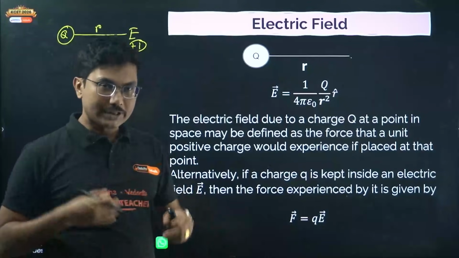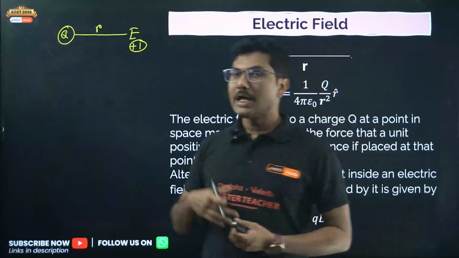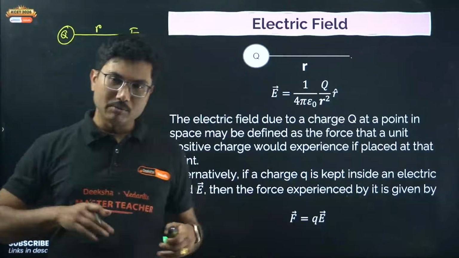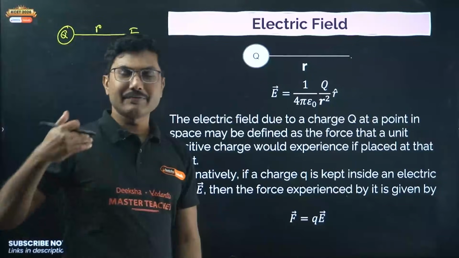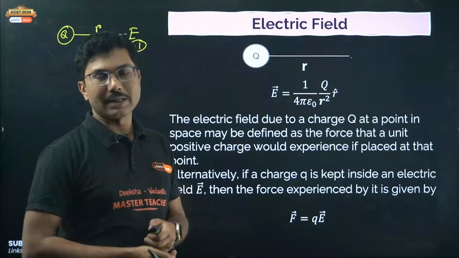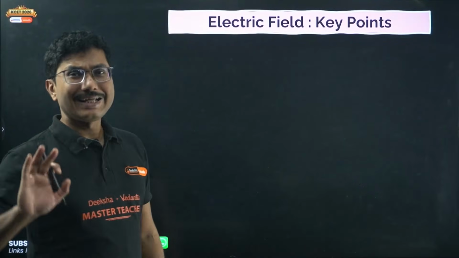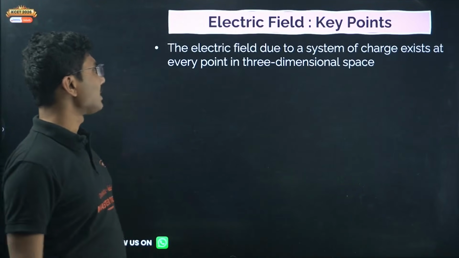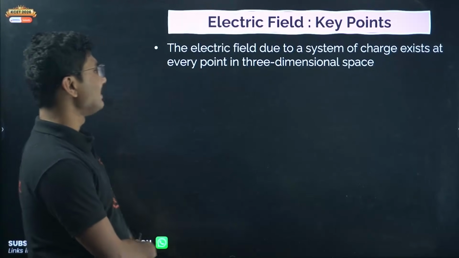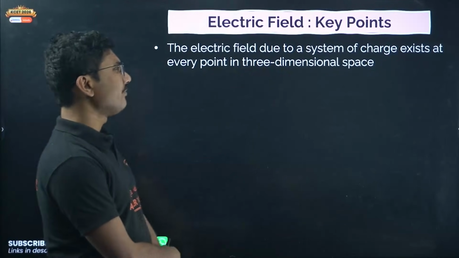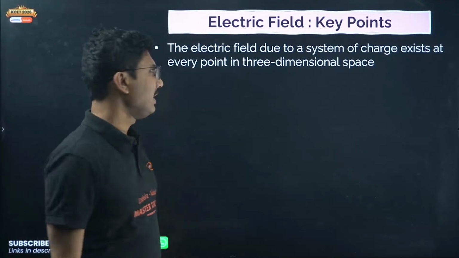So basically initially we started with two charges, now we are left with one charge, and soon we will remove all the charges and only focus on electric field. Electric field is more important and fundamental than charges. Electric field key points, very important points to understand. The electric field due to a system of charges exists at every point in three-dimensional space. Each and every point up to infinity, the electric field exists.